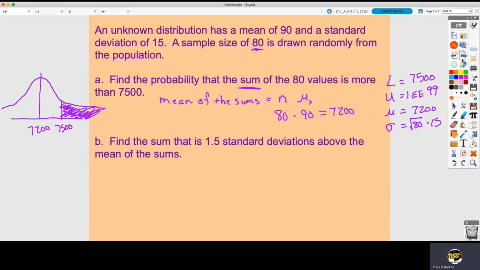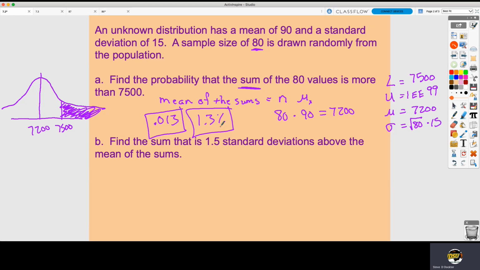Should be pretty small. Okay, so 0.013, that is what I got. If you want to change that to a percentage, 1.3%. Okay, both ways are right.